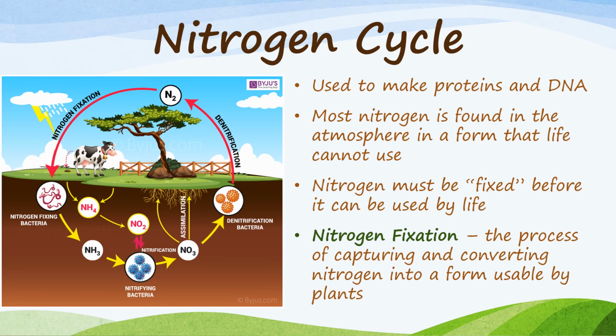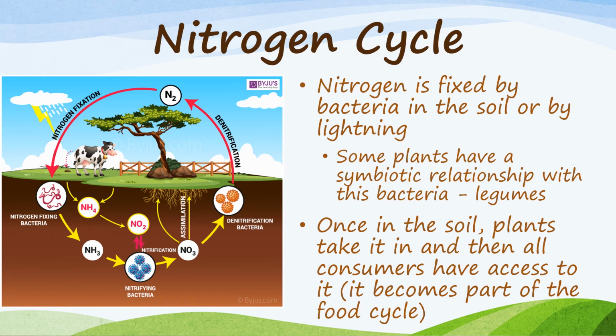and neither can plants. So what happens is the nitrogen in the air has to be fixed before it can be used by life. That's just a special term that we use. Nitrogen fixation is the process of capturing and converting that nitrogen in the air into a form that plants can use. The way this nitrogen fixation occurs is because there's special bacteria in the soil that can break those bonds in that nitrogen. They have the ability and the energy to break it and turn it into something else.